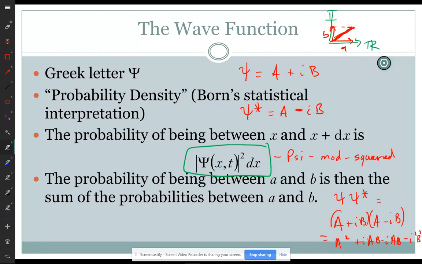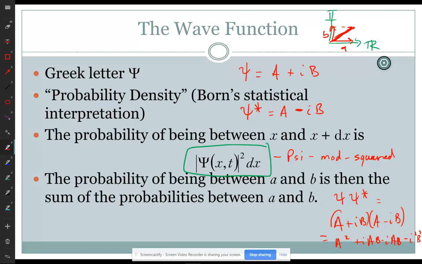Now, coming back to the box in green. The probability of being between x and x plus dx is psi mod squared dx. Remember last class period I was talking about the amount of light at exactly 410 nanometers, and it's 0. But if we have a small width, then we have a realistic value. That's the same idea here. The probability of being in this range is this function times the range.